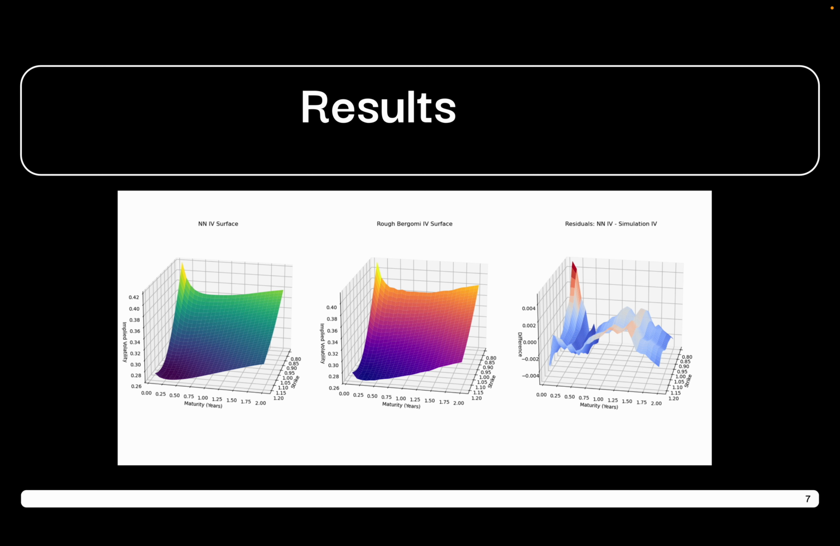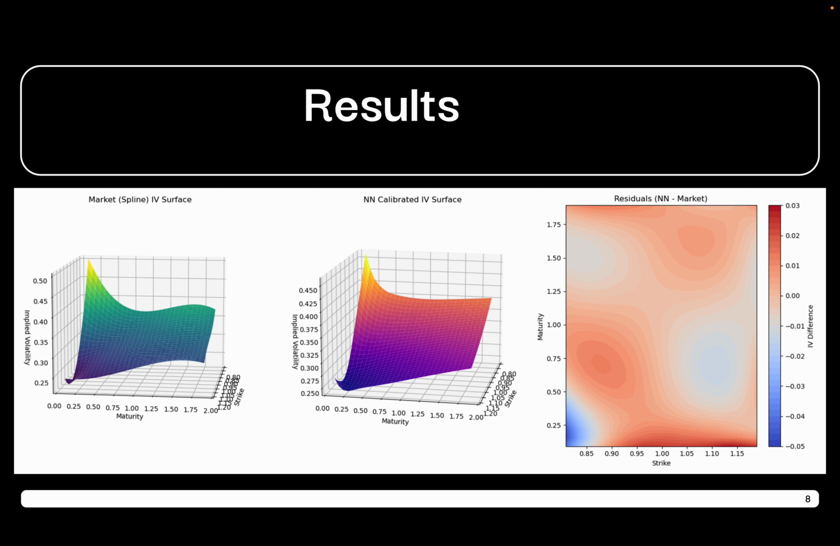Finally, right here we have some of our results. This image depicts the NNIV surface, which is the neural network's generated IV surface, versus the rough Bergomi IV surface, and the residuals. As you can see, the residuals are essentially minimal at all but low maturity points. Overall, we found that our neural network approximated the rough Bergomi function very, very well.